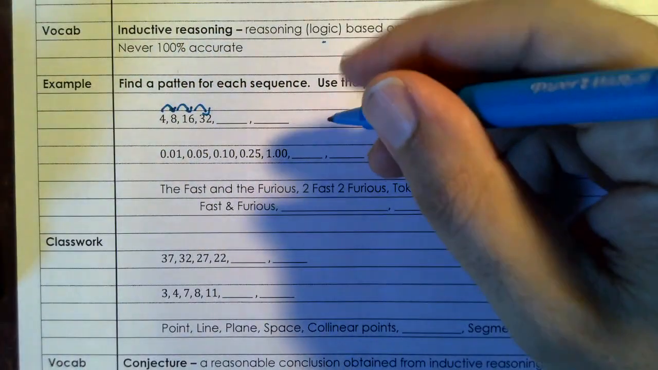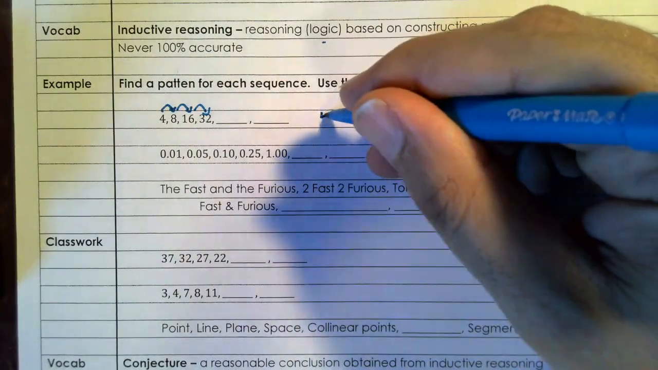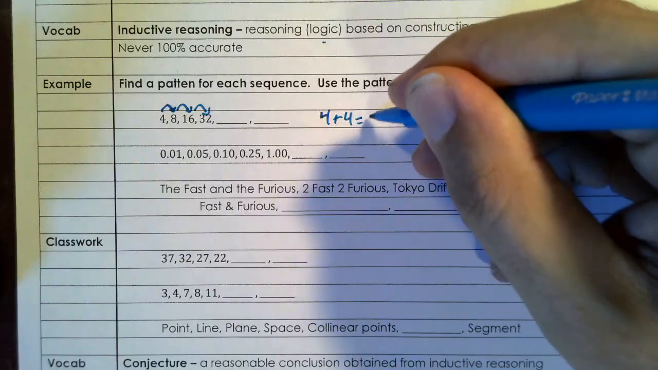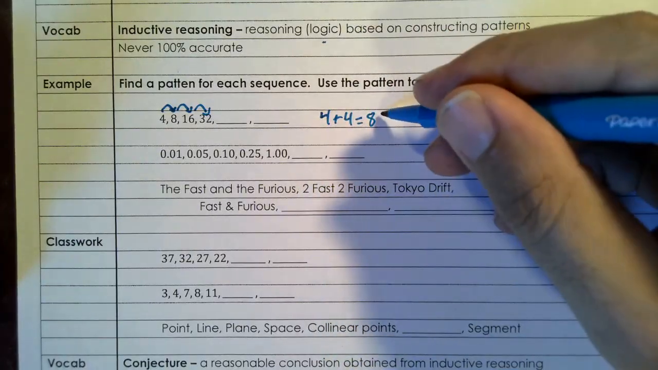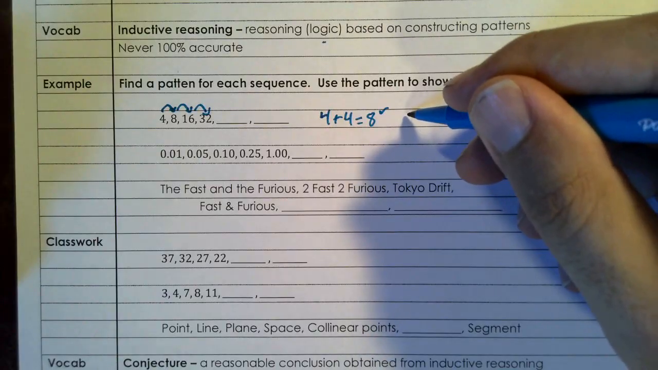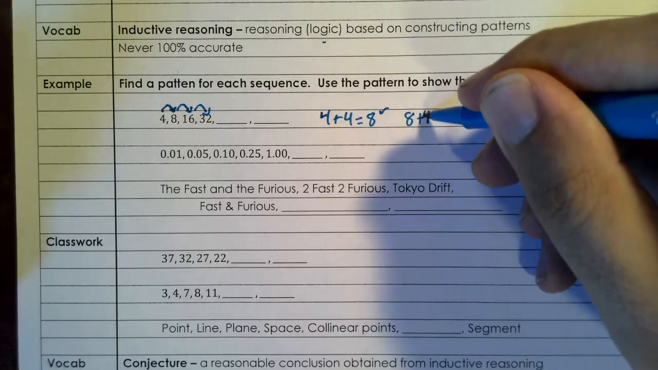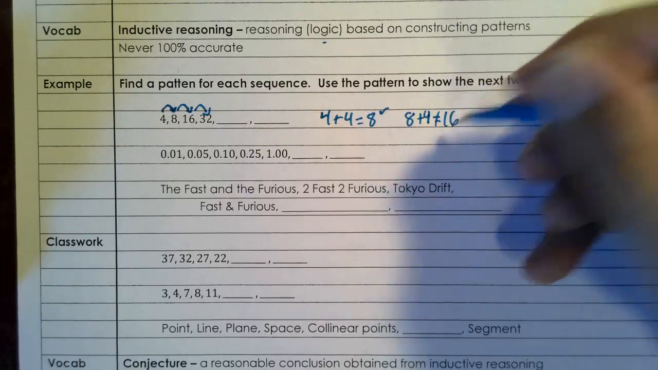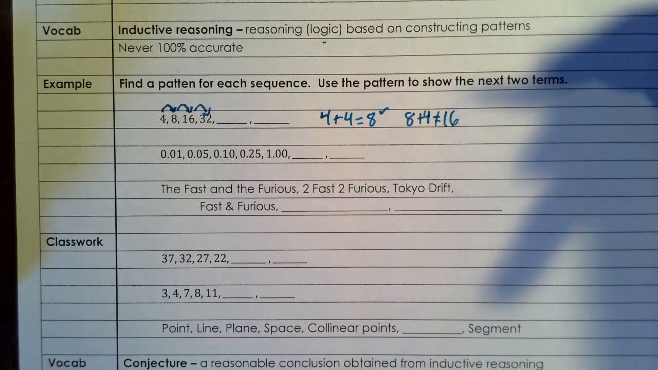I could think about 4 plus 4, that equals 8. So that works if I'm just adding 4. But if I do 8 plus 4, that's not 16. So that doesn't quite work. So I've got to think about something else.